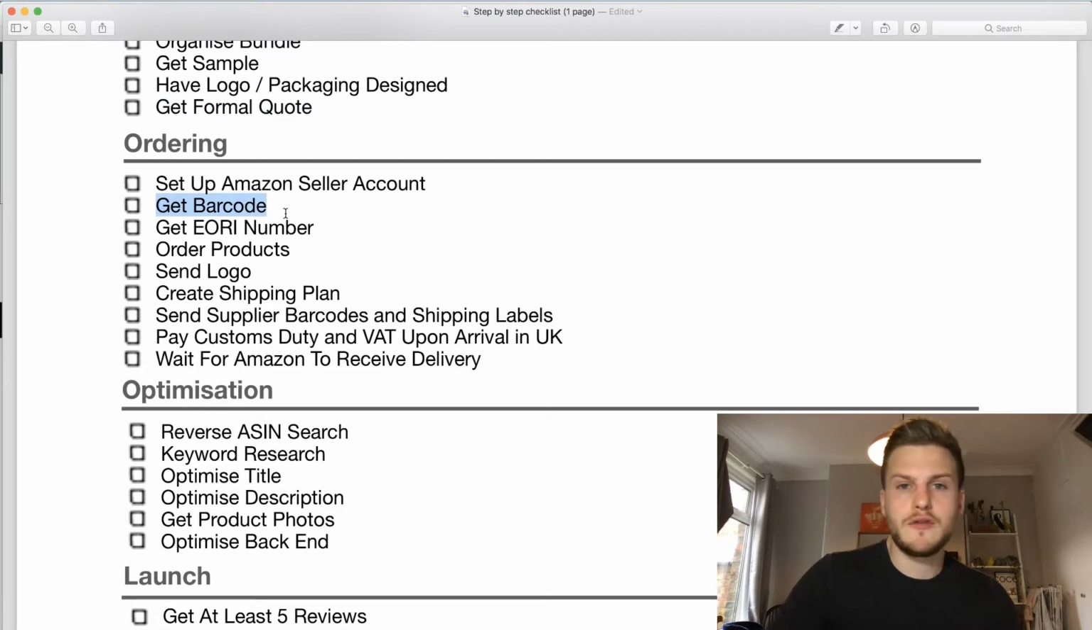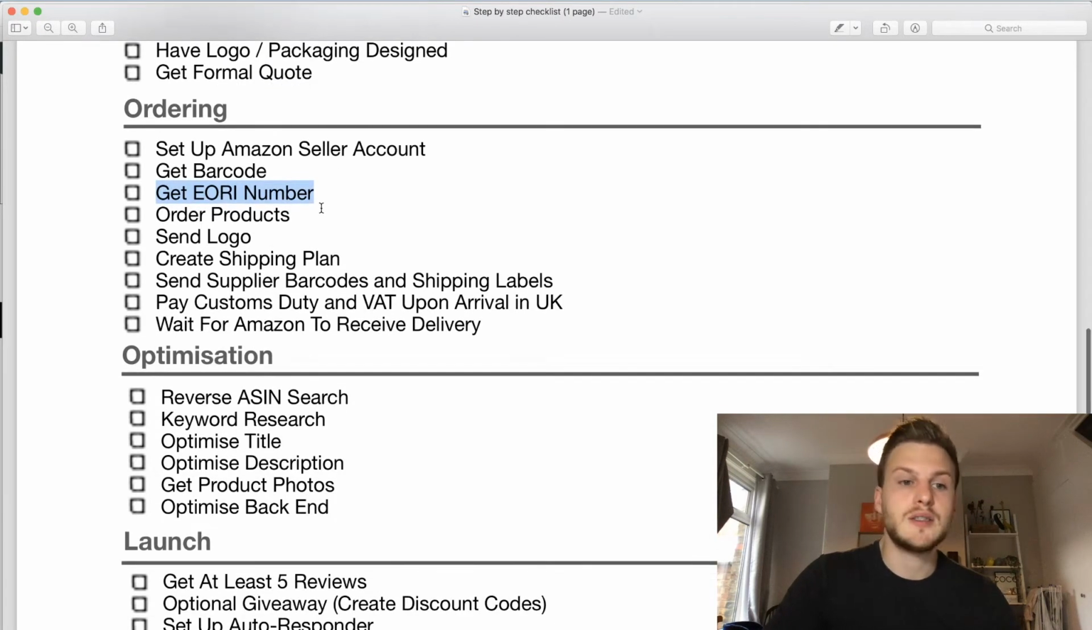Get your barcode from somewhere like Barcode Mania. That will cost about $3 or $4. It takes about 24 hours to get. So again, you're going to need that really before you order, so you don't hold up the manufacturing process. You need to get your EORI number, which is a UK requirement or an EU requirement if you're importing goods into Europe, and that is free to get. It takes about 24 hours.